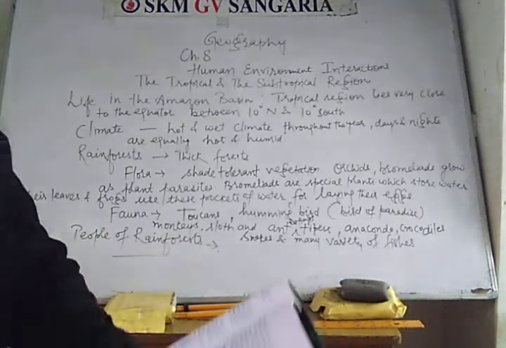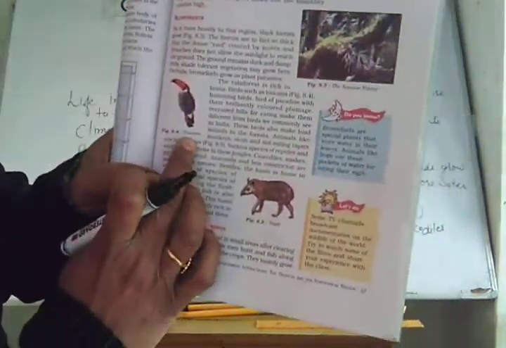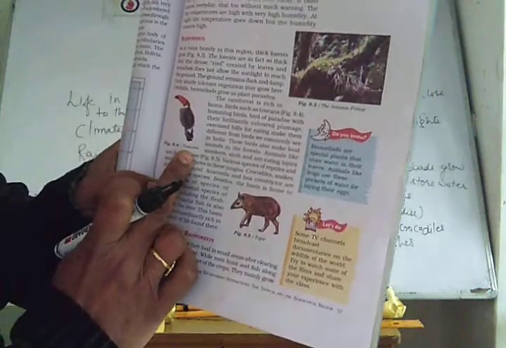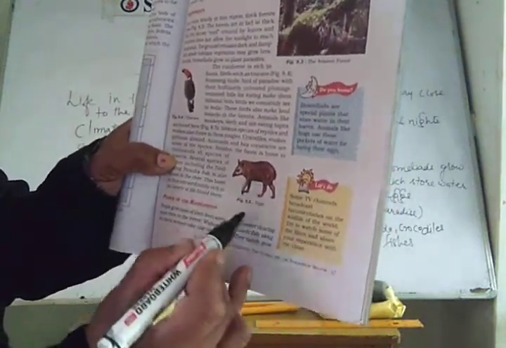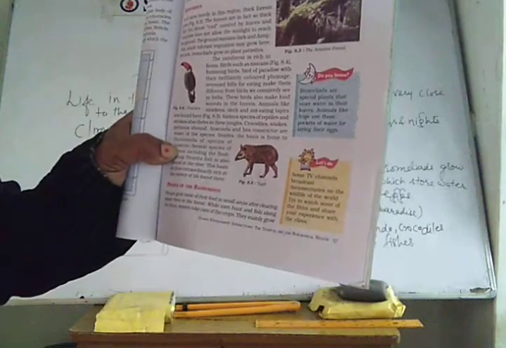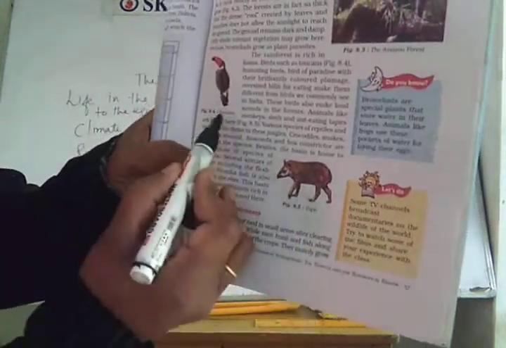And students, this is the picture of toucans found in the Amazon basin, and this is a picture of which animal? Tapir. Okay, this is a tapir and this is toucans.